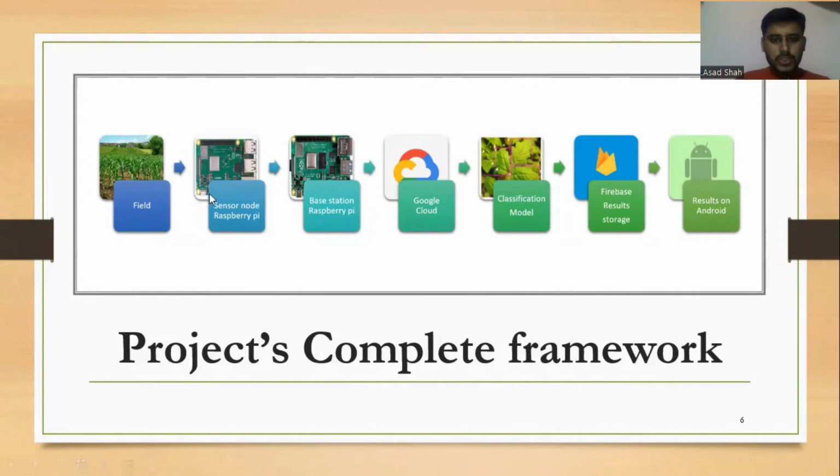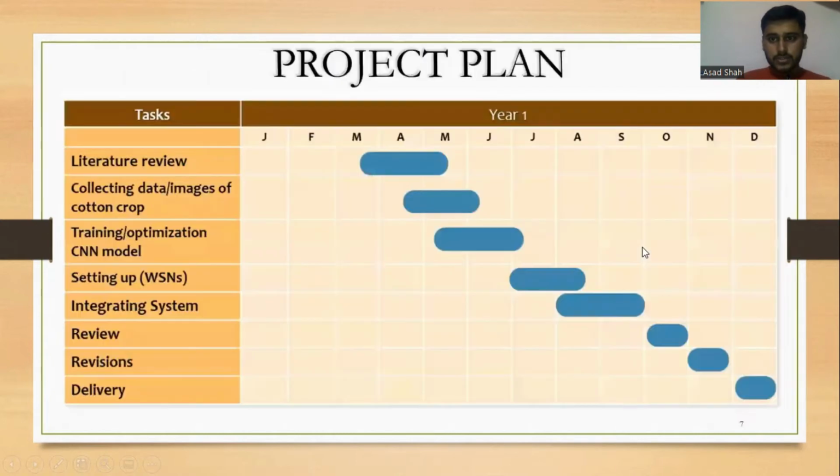So here is the project complete framework. We will be having the field, and we will be having the sensor node Raspberry Pi. We will be having a base station Raspberry Pi. We will be having a Google Cloud. The base station will send data to Google Cloud, and there will be a classification model that will be doing live classification of the data. Then we will be having Firebase. If the wheat is found in the classification, then an entry is generated in the Firestore, and the result will be shown on the Android application.